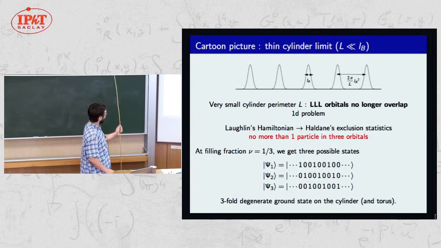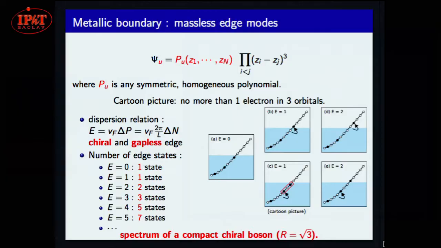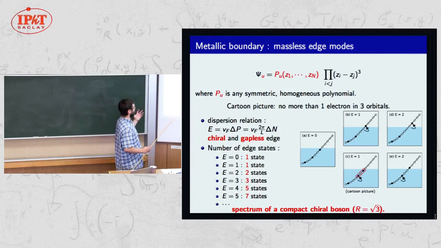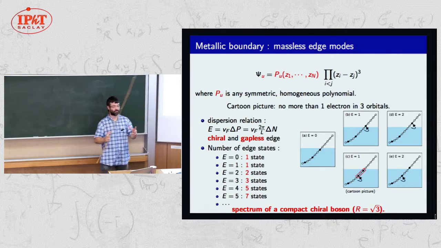Okay, so that's this thin cylinder limit. And you can also use this picture to understand what happens at the edge. So what do I mean by an edge? Say you work on the plane and you put a finite number of electrons; this is actually going to make a droplet that is the shape of a disk.